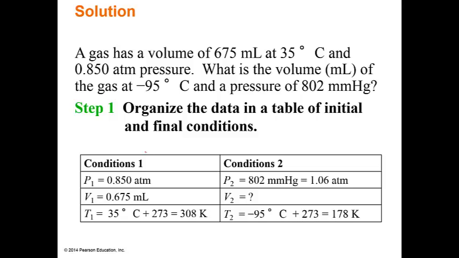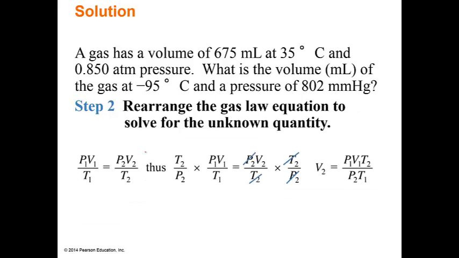Now you notice here they chose, under the conditions, P2, they've actually changed that to atmospheres, okay? Easy enough, right? 802 divided by 760, 1.06 atmospheres. All right, we got constants then. All right, now here, what are we looking for? Okay, what is the volume, all right? Volume 2.